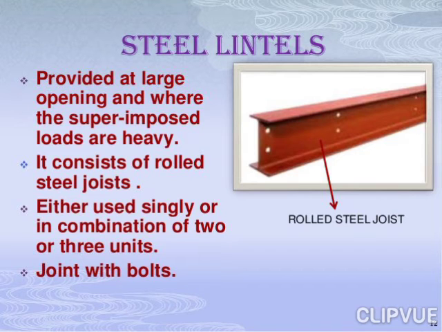This consists of rolled steel joists. So the joints are also of rolled steel type. This type of lintel is either used singly or in combination of 2 or 3 units. So more than one unit can be used in the case of steel lintels. And the joint in these particular lintels is made with the help of bolts. That means a bolted connection.